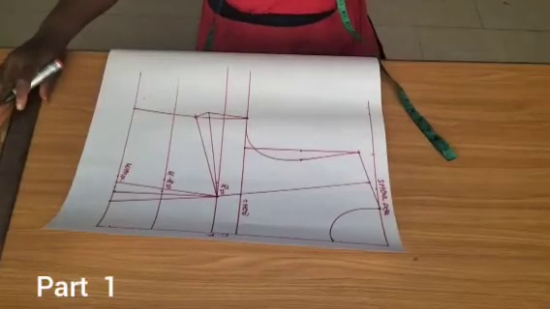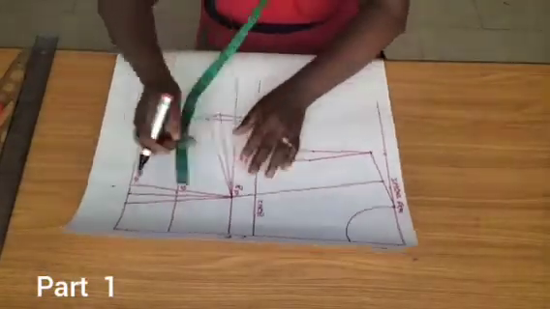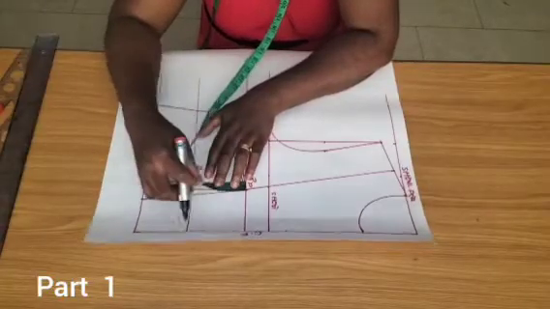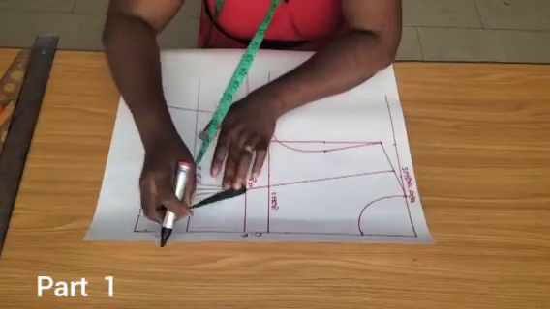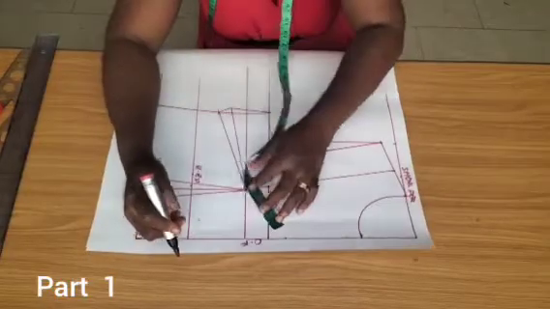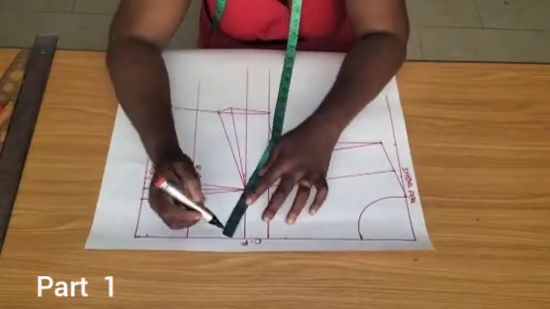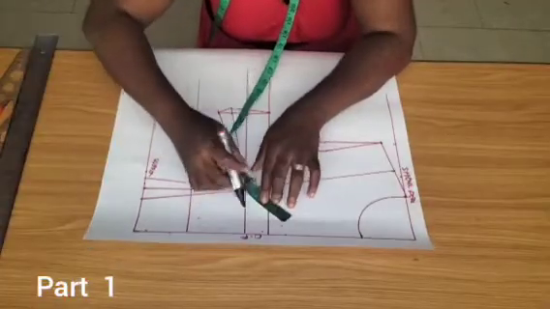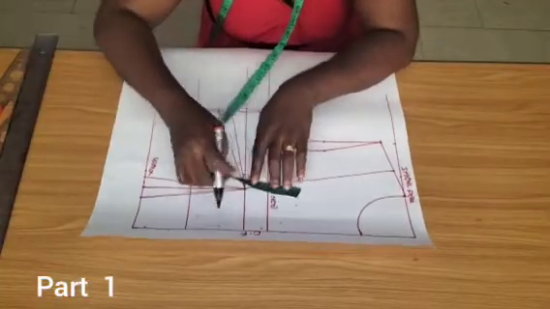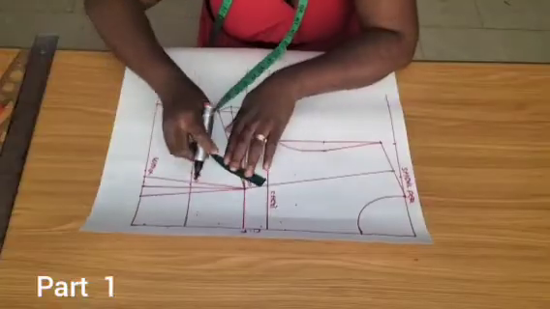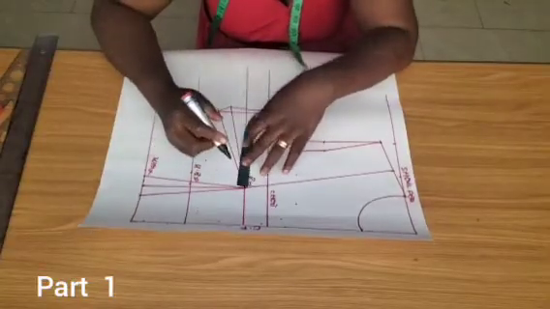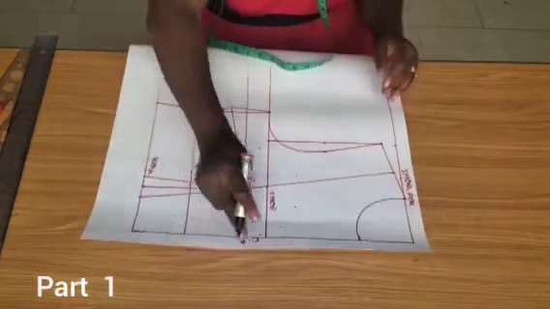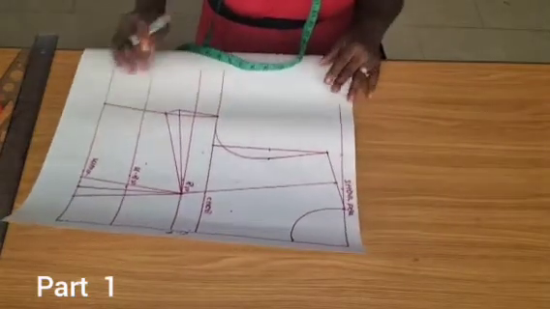Right now I'm going to take my bust radius. My bust radius is the distance between the bust point and the under bust. Here I have 3.5. So I'm going to rotate my 3.5 all around. I'll keep rotating all around, as you can see right here. So this is the area at which the bust is going to sit.